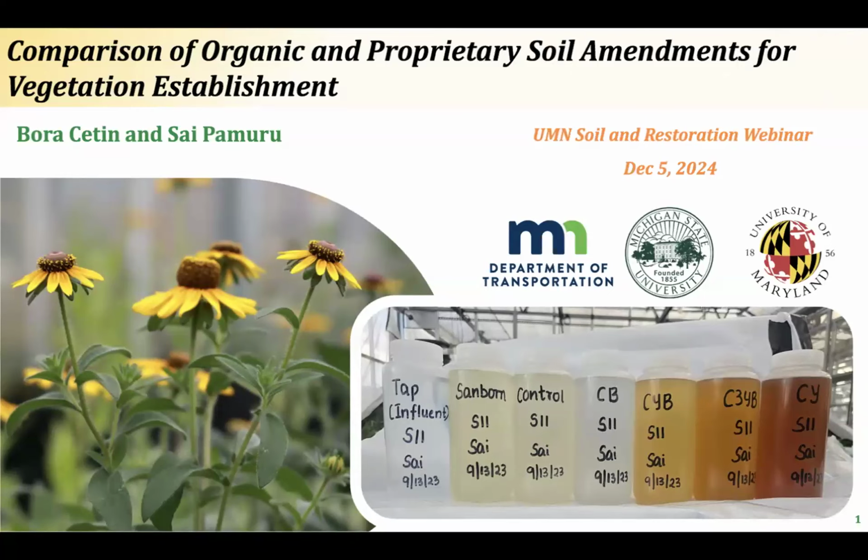We have a big team. We collaborated with the University of Maryland on that, and the funding came from the Minnesota Department of Transportation. I will acknowledge our entire team at the end of the presentation, and of course all the technical advisory panel members from the Minnesota Department of Transportation. Next slide, please.